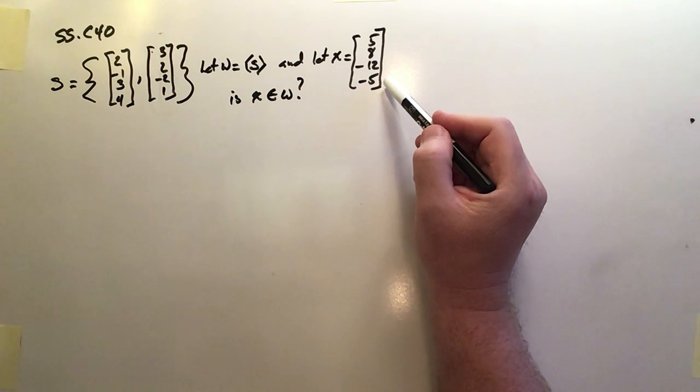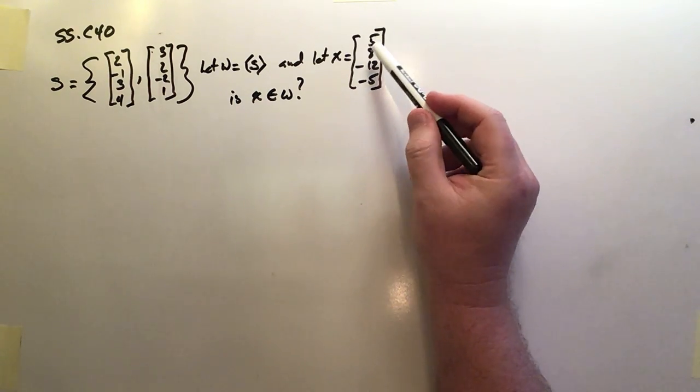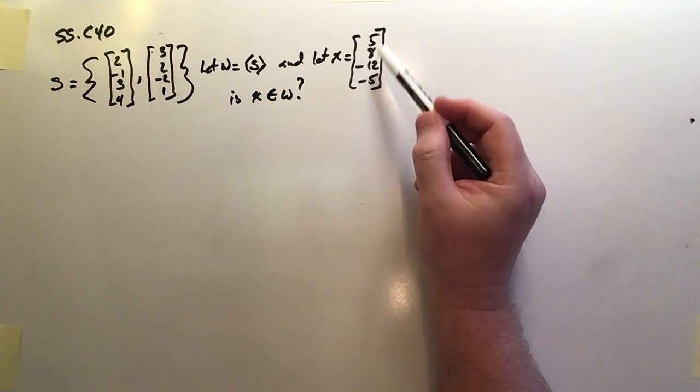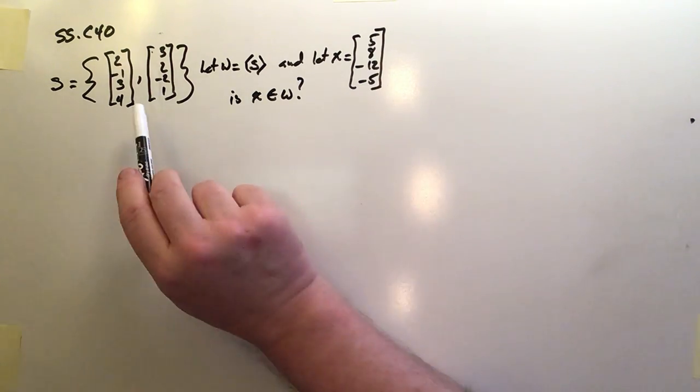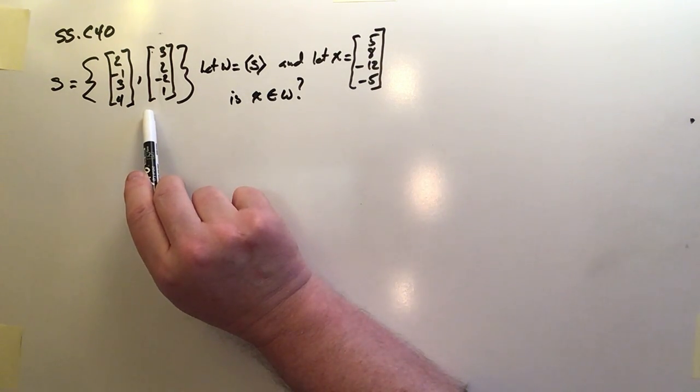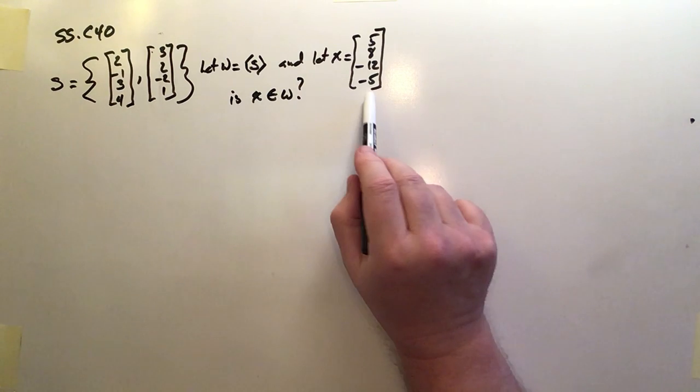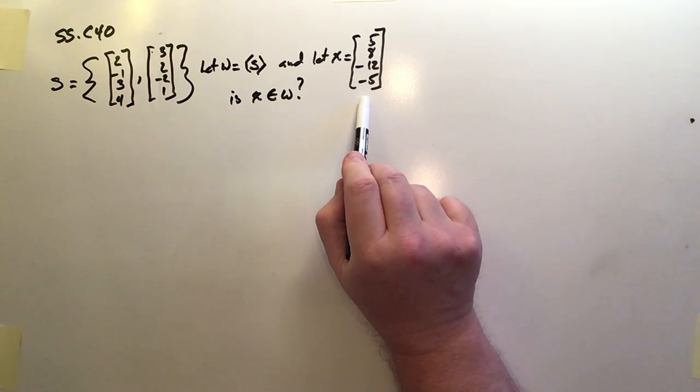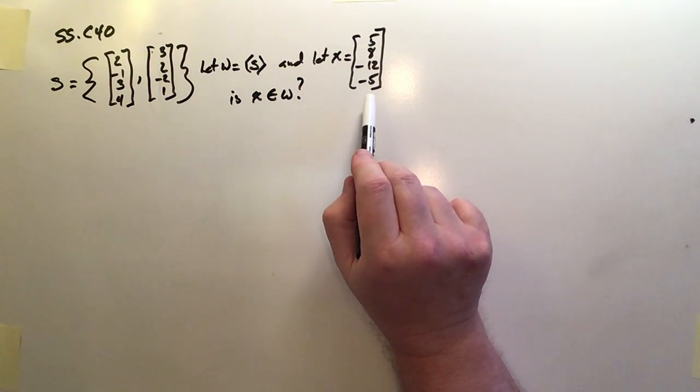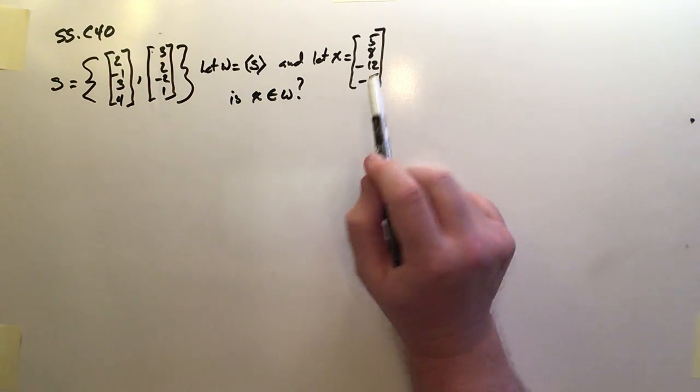What we want to look at is a very specific vector x, 8, 5, negative 12, negative 5. And the question is, if I build all of the linear systems out of this that are possible, is this one of the solutions? And if so, we need to specify that. So let's take a look at what that means.